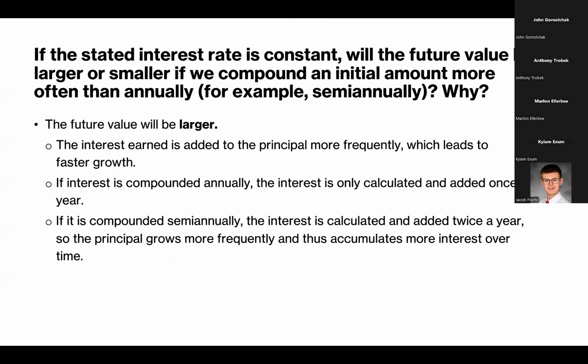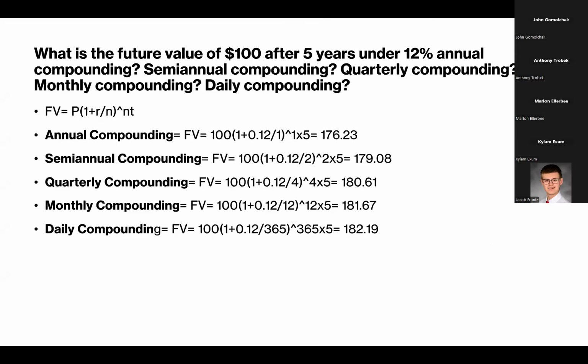If the stated interest rate is constant, will the future value be larger or smaller if we compound an initial amount more often than annually? Why? So we said the future value will be larger just because the interest earned is added to the principal more frequently, which leads to faster growth. And then if interest is compounded annually, the interest is only calculated and added once a year. And then lastly, if it is compounded semi-annually, the interest is calculated and added twice a year. So the principal grows more frequently and this accumulates more interest over time. And then you'll see that in, I believe, the next two problems.